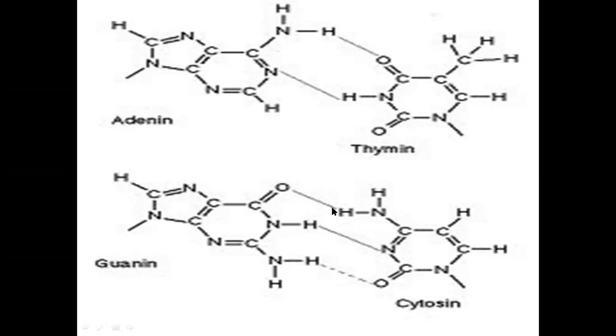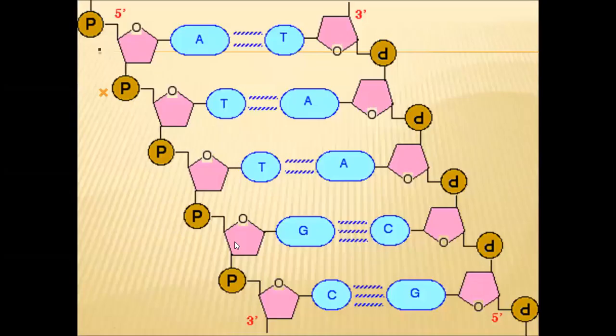So three hydrogen bonds join both the cytosine and guanine. In this way, we can see that the two polynucleotide chains will be formed. This is one polynucleotide chain on the left side, and this is another polynucleotide chain on the right side. Here, let us see how the polynucleotide chain is formed.